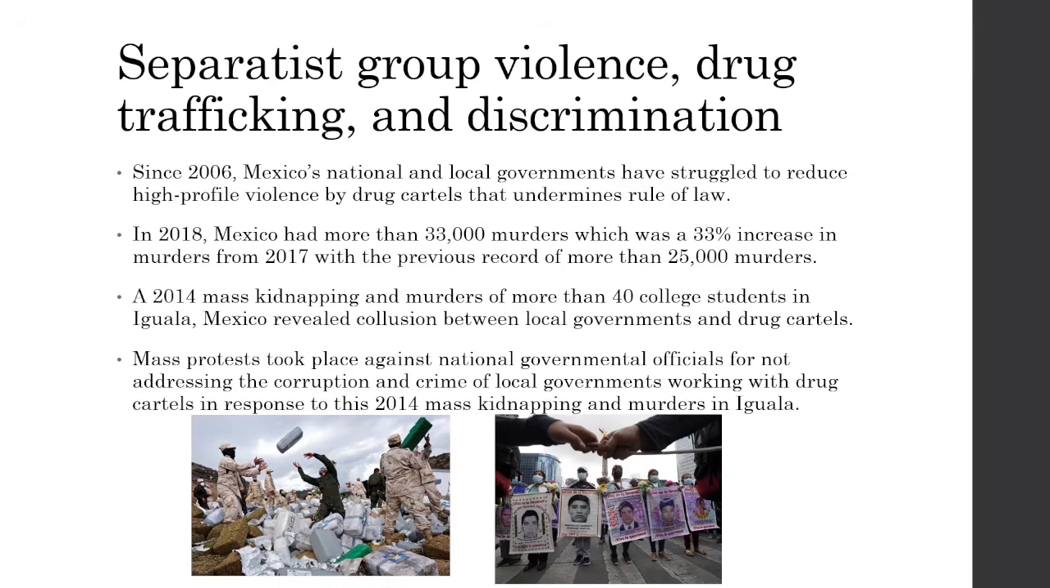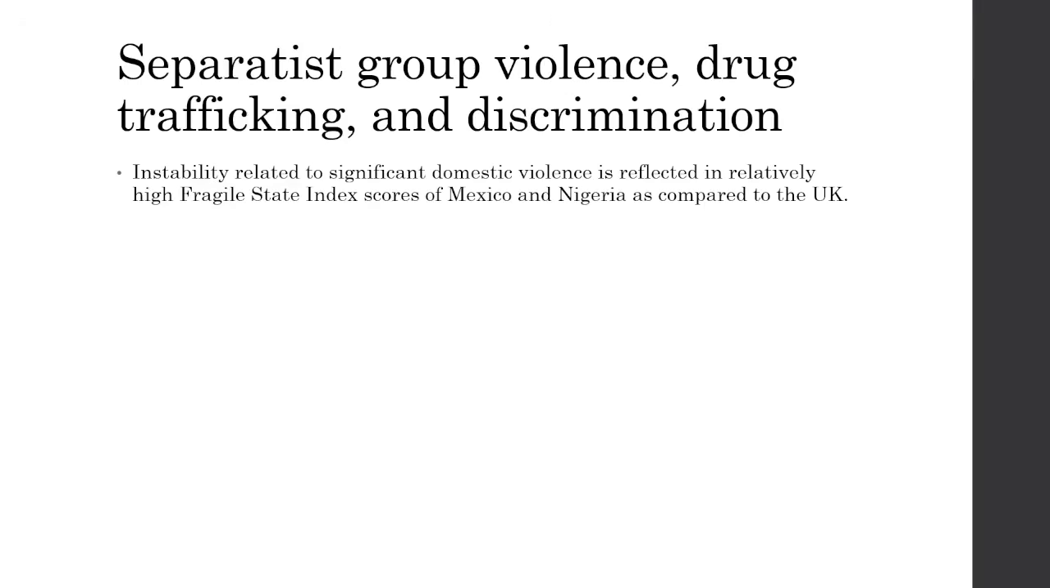So mass protests have taken place against national government officials for not addressing the corruption and crime of local governments working with drug cartels in response to this kidnapping and mass murders in Iguala. So this shows a really big sign of political instability because these local governments, they're not adhering to rule of law. There's a lot of shady stuff going on here, and the people are protesting because the political government isn't stable or legitimate for that matter because of that.